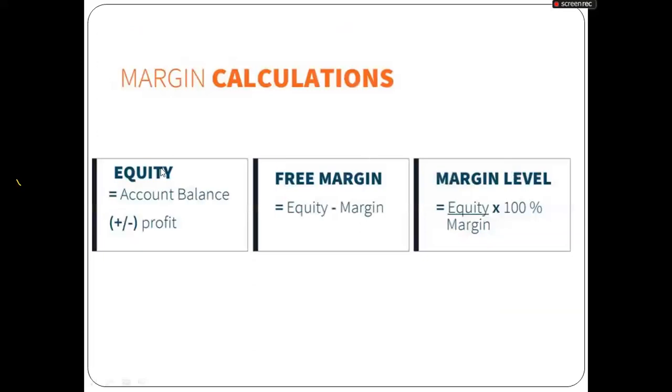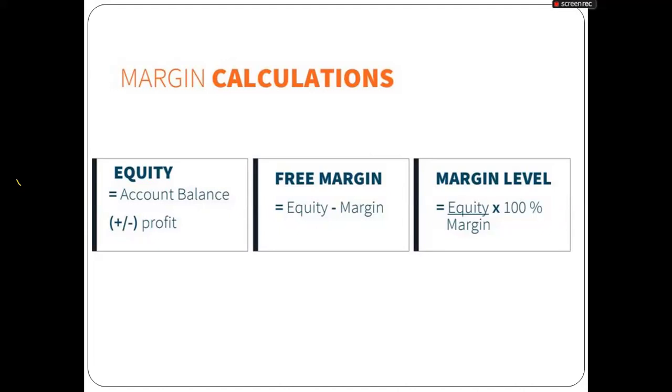Next one is equity. There's a difference between account balance and equity. Account balance: let's say you have a $1,000 account. You open the $1,000 account. That deposit you made is your capital. Once you enter a trade and you lose, let's say you lost $10, your new account balance will now be $990. That's account balance.